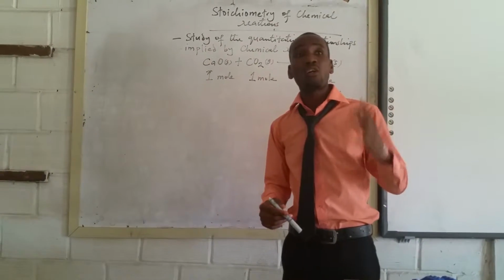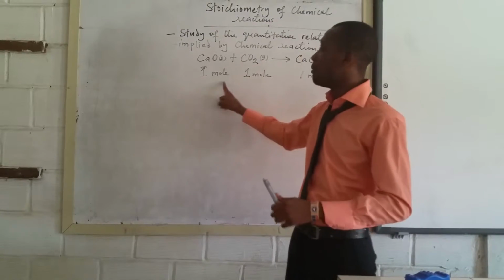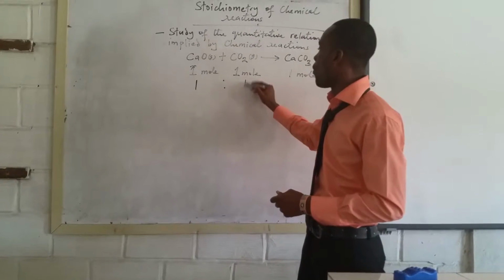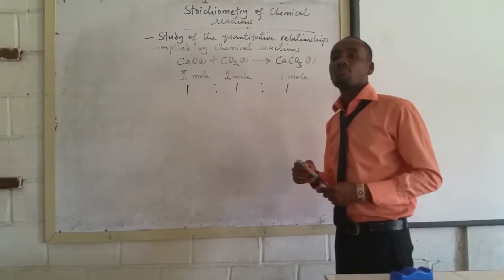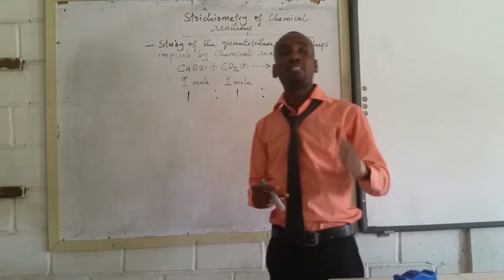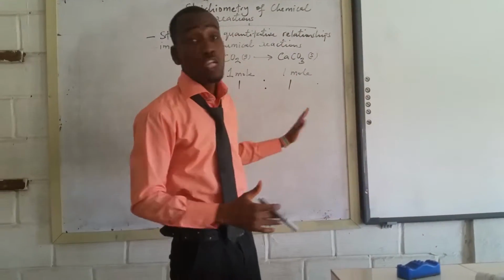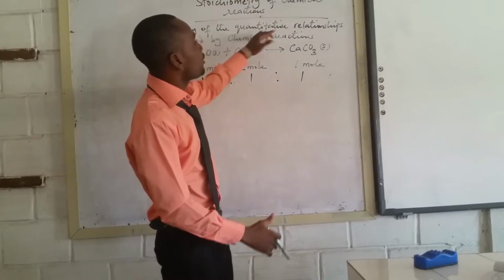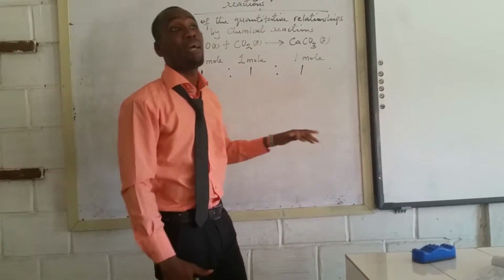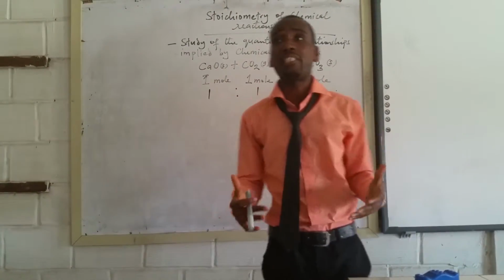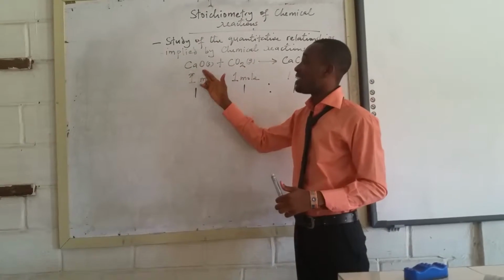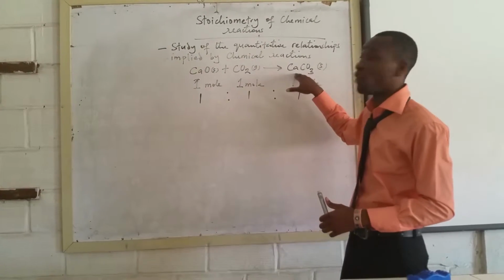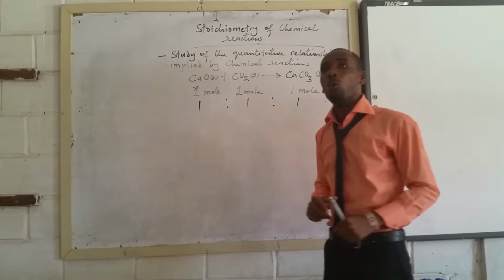So the stoichiometry tells us about the ratio using the mole. So the ratio here becomes 1 ratio 1 ratio 1. That is the first step to take when calculating anything that has to do with stoichiometry. From the definition on the board, it is a study of the quantitative relationship implied by chemical reaction. We are looking at quantity here. The quantity of calcium oxide here is 1 mole. The quantity of carbon dioxide here is 1 mole. Likewise, the quantity of calcium carbonate here is 1 mole.